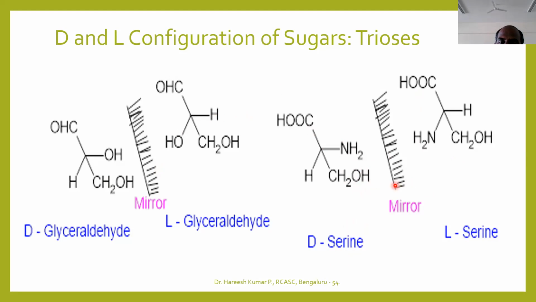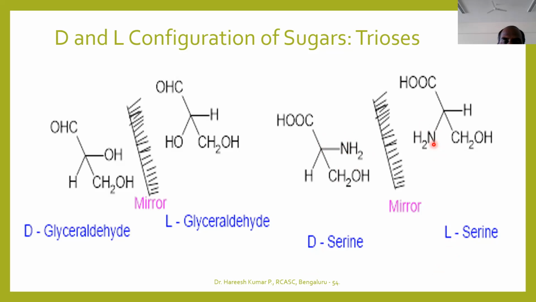But here, this carbon is not the chiral carbon atom. This carbon is the chiral carbon atom. So in this chiral carbon atom, the priority group is the NH2 group. So if the NH2 group is on the right hand side, then you have to assign it as D. If the NH2 group is on the left hand side, then you have to assign it as L.